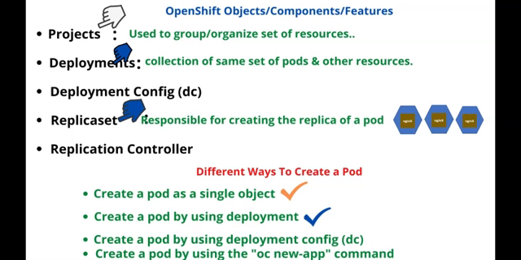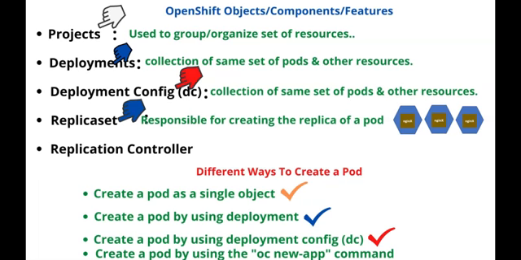Having understood what deployment is, let's understand what deployment config is. Deployment config is an OpenShift object. It is strictly an OpenShift object, and the deployment config object is very similar to the deployment object. They do the same thing, they achieve the same goal, just that they do it using slightly different methods.